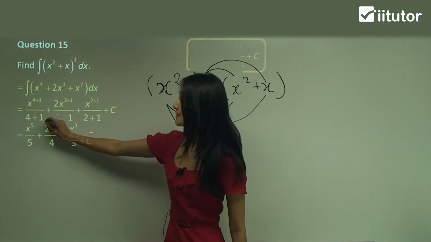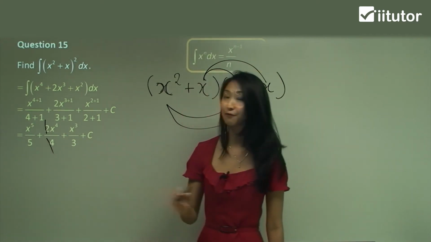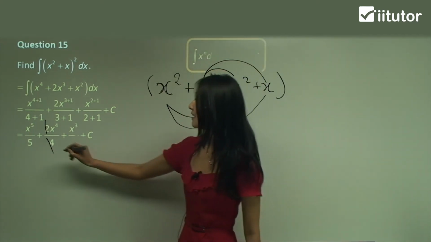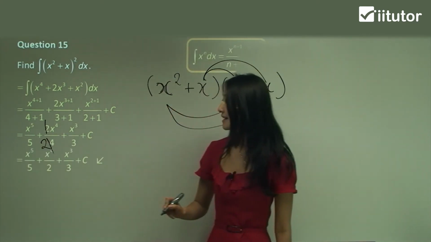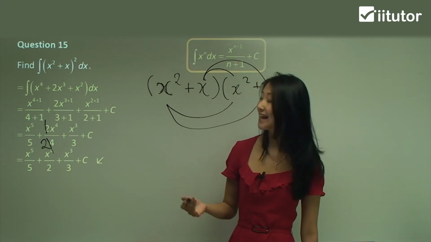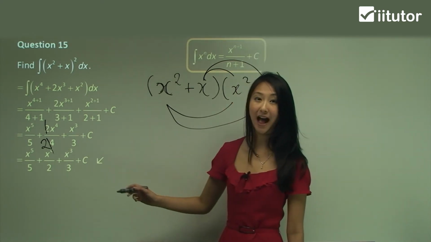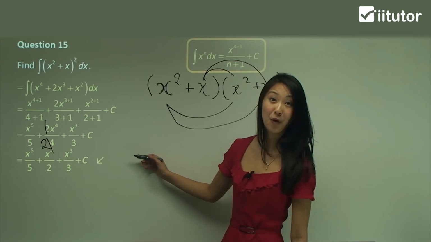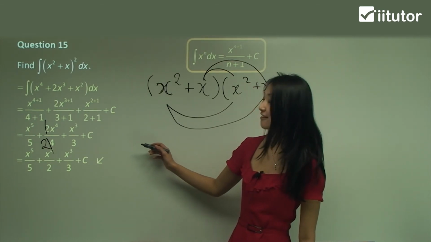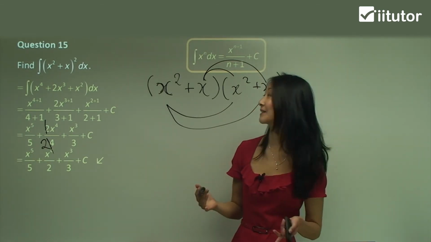So here you can see the 2 and the 4 can cancel out to leave us with 2 on the bottom. So our final answer should be x to the power of 5 on 5 plus x to the power of 4 on 2 plus x to the power of 3 on 3 plus integral c.